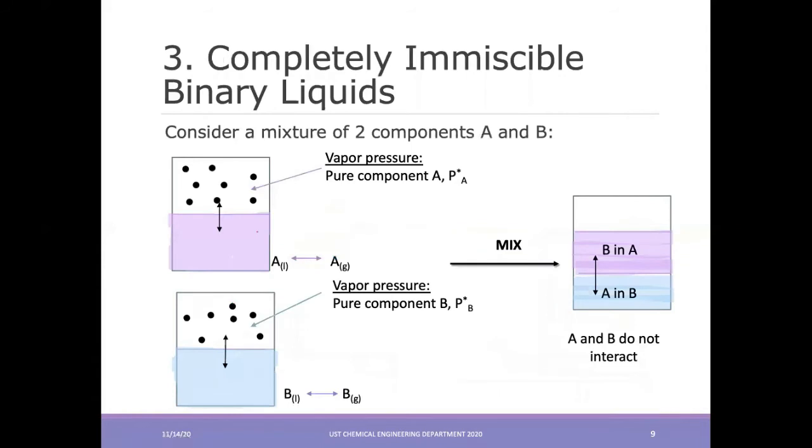Now, let us go to immiscible liquids. So consider a mixture of components A and B. Of course, they are immiscible because they are mutually insoluble, because of the absence of favorable interactions between the molecules of the two liquids. So A and B here do not interact.